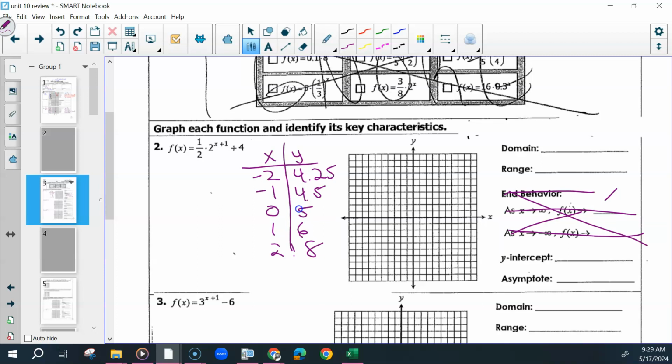And to the best of my ability, I'm going to plot those 5 points. You should make that curve shape. After we finish this one, connect those points. Make sure you have arrows at the ends.